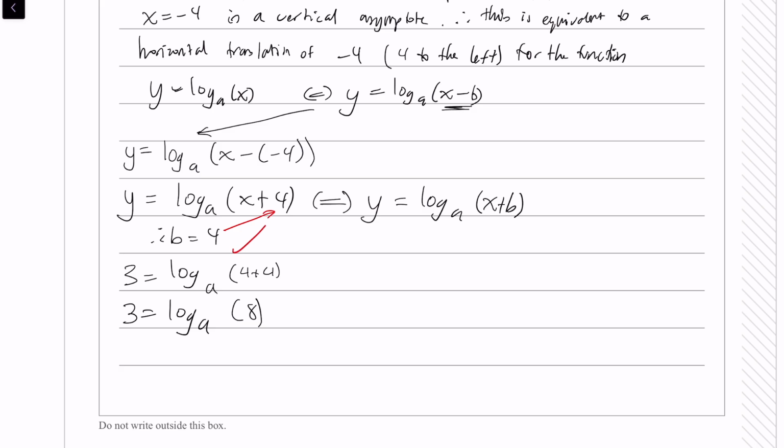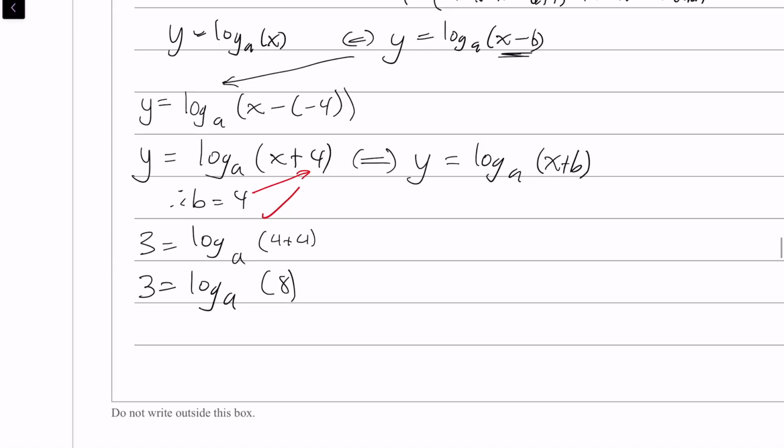Okay, so I'll continue with my work here. When I'm converting logs into exponential form, I take the base, I go around anti-clockwise, which is the power here as a number, and then what's in the bracket becomes on its own in the equation. So this is equivalent to a, which is the base, to the power of 3, so going anti-clockwise on the circle, equals 8.